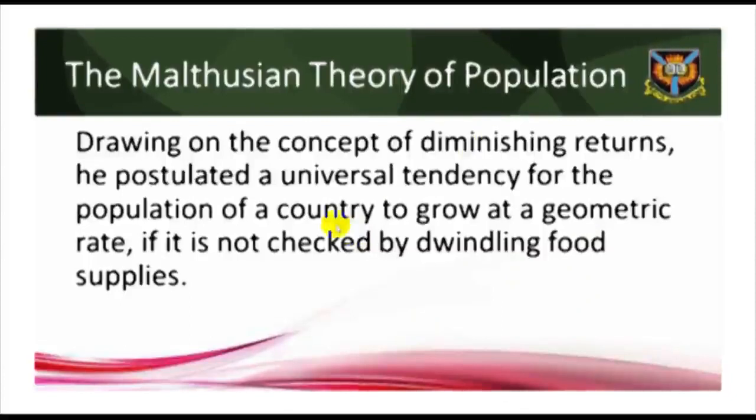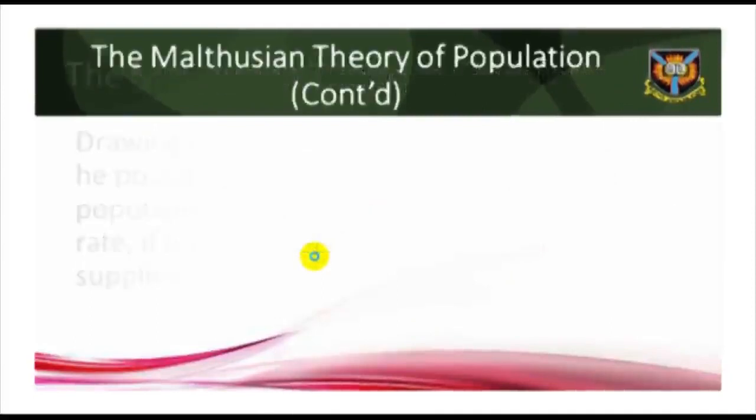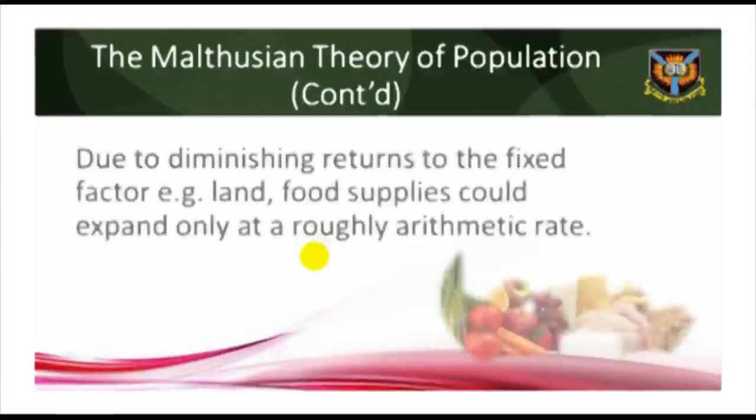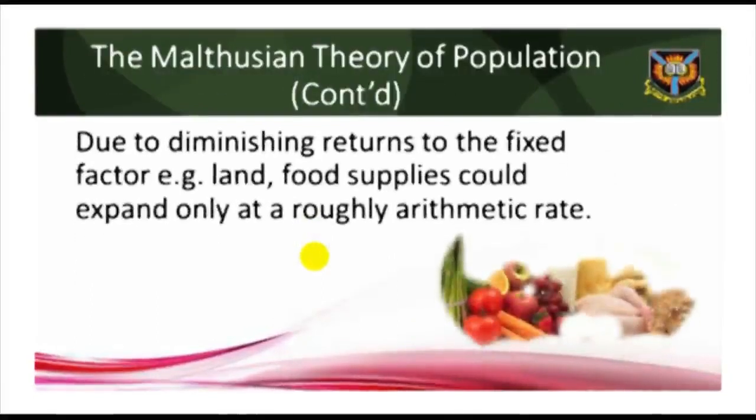The reason is that since land is a fixed factor input, the marginal contribution to food production would eventually decline. He therefore contended that the only way to avoid this situation of chronic low levels of living or absolute poverty was for people to engage in moral restraint.